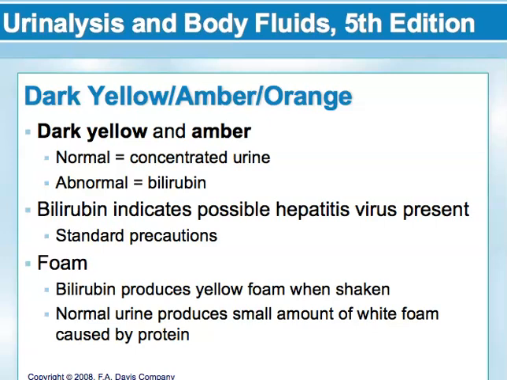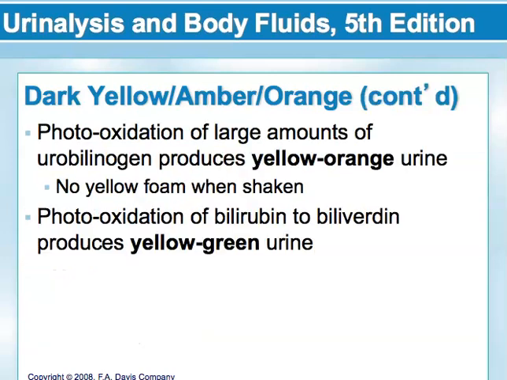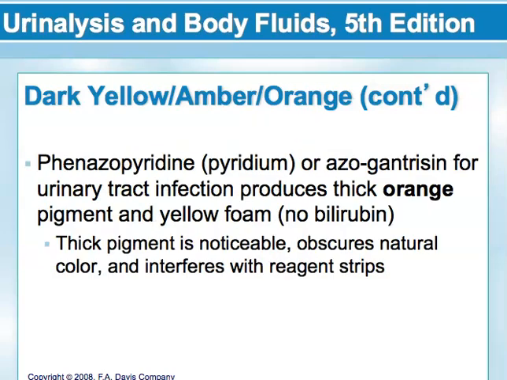Photooxidation of bilirubin can cause a yellow-green color to the urine. It's caused by the presence of the pigment biliverdin. Yellow-orange can also be caused by a patient who is taking pyridium or azo, these are over-the-counter remedies for a UTI. This can cause interference with the chemical examination that uses tests based on color reactions. And these specimens can also cause a yellow foam when shaken, which might be mistaken for bilirubin.